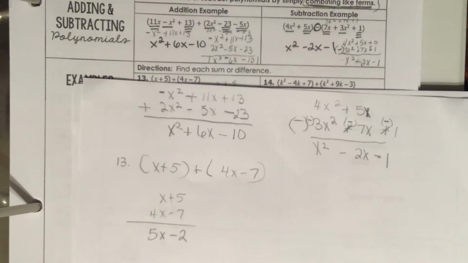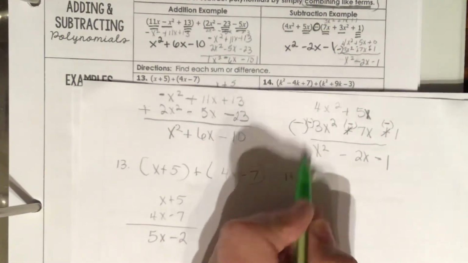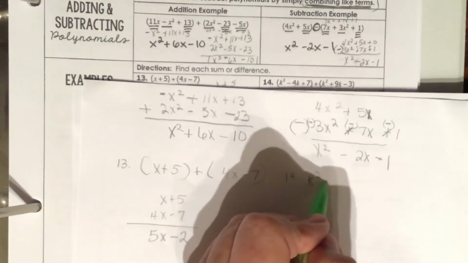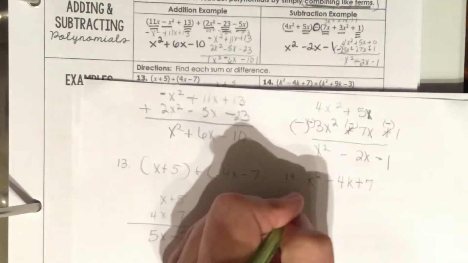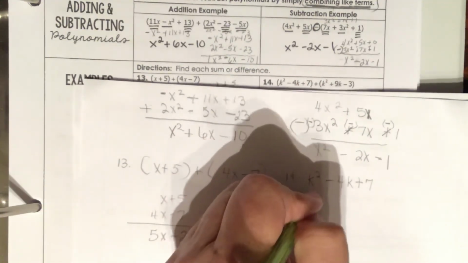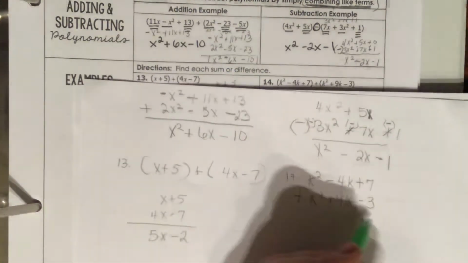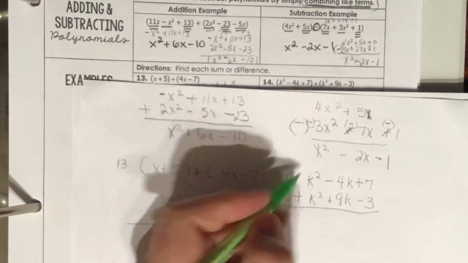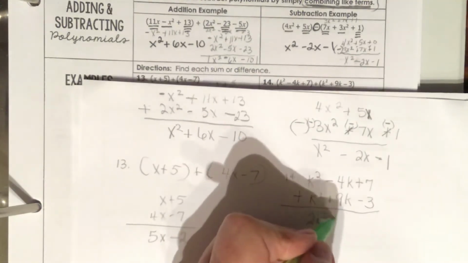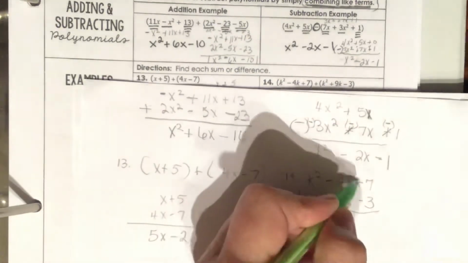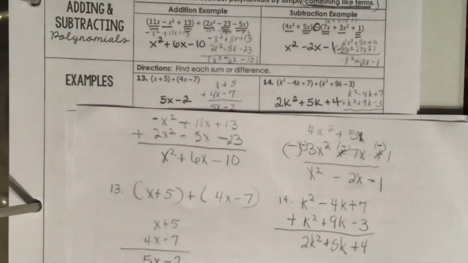This one right here, you're going to put like terms together. So number 14 is k squared minus 4k plus 7. And you're adding again k squared plus 9k minus 3. You don't have to change the signs. So it's 2k squared, and minus 4 plus 9 would be plus 5k, plus 7 minus 3 is plus 4. And that is your answer there.